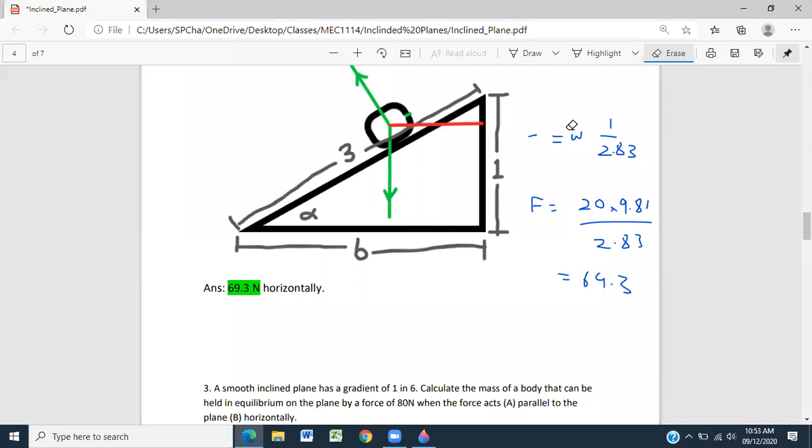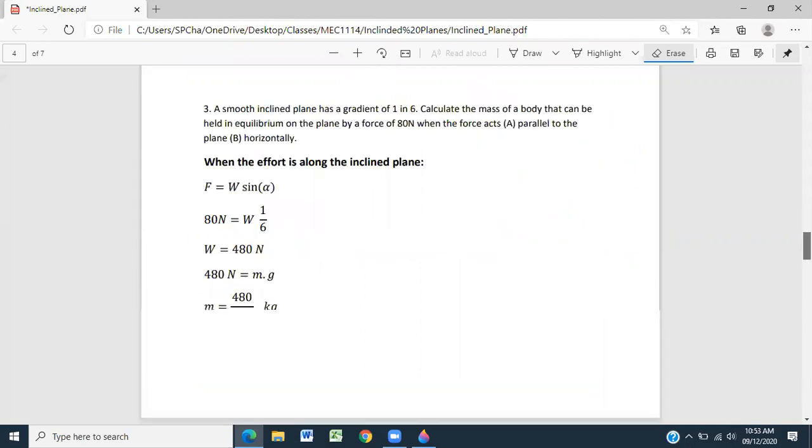And I sent this handout already. If you didn't get it, send me an email and then I'll send it to you, right? So that's it. You can work this question on your own and make sure you get the same answer. As long as you know the formula, again, very easy. Moving on.